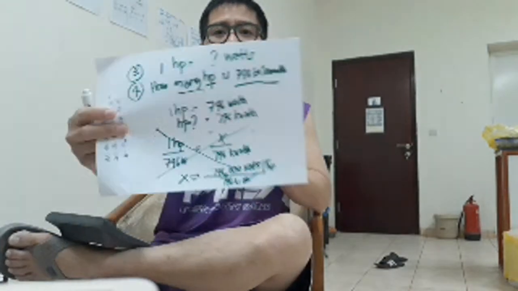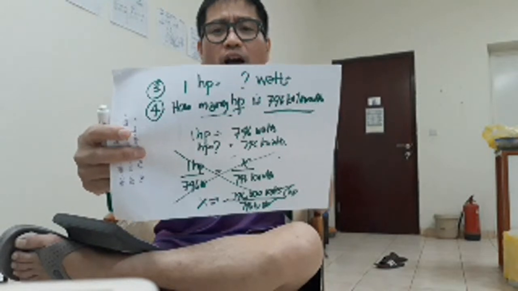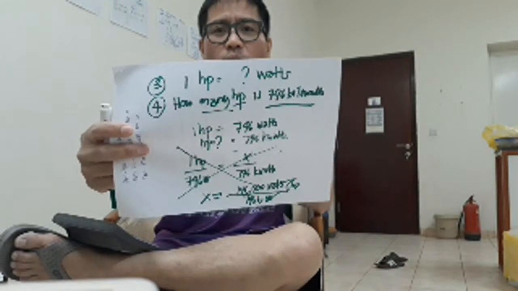746 divided by 746 is equals to... Okay, you have 1,000 horsepower. Your answer. So, how many horsepower? How many horsepower is 746 kilowatts? Your answer will be 1,000 horsepower. That is question number 4. Question number 5. Correct. 1,000 horsepower. Okay.